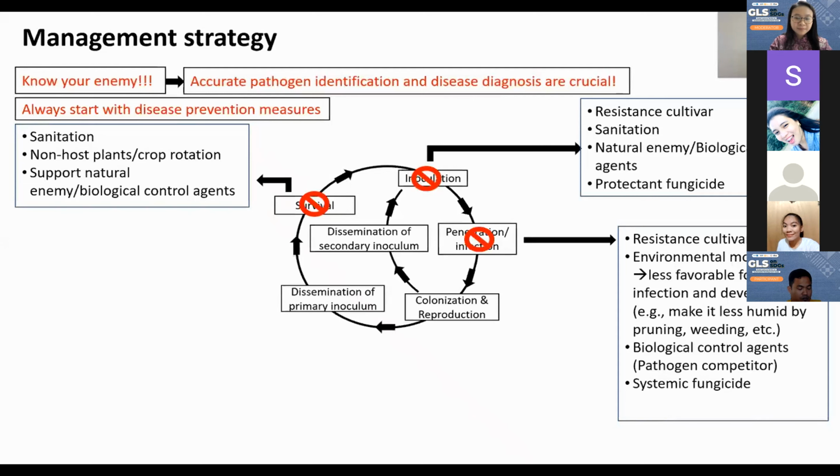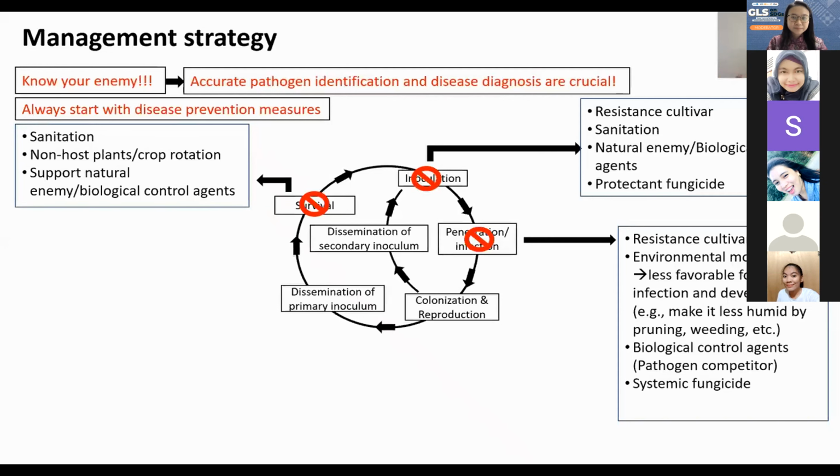But sometimes fungicide is needed because we never know when they infect the plant. It's really challenging to monitor or to determine the timing of infections. So fungicide can still be very useful in this case. And systemic fungicide is fungicide that has the ability to move inside the plant. So this can be absorbed by the plant and have limited movement in the plant.